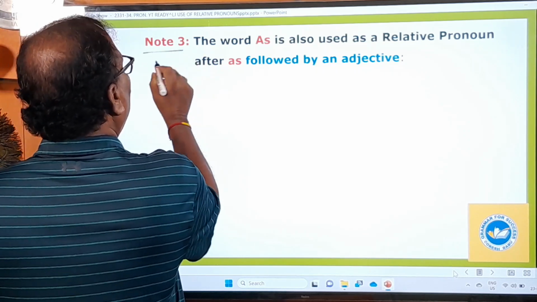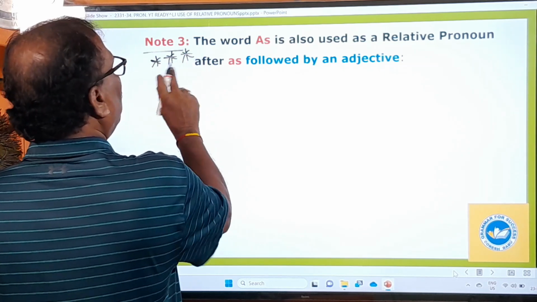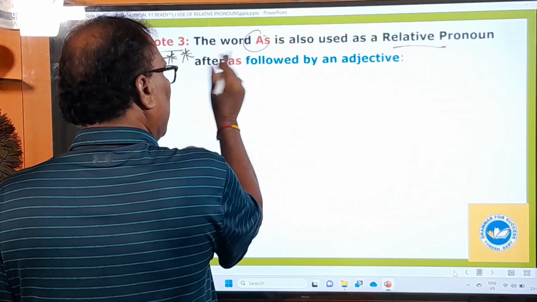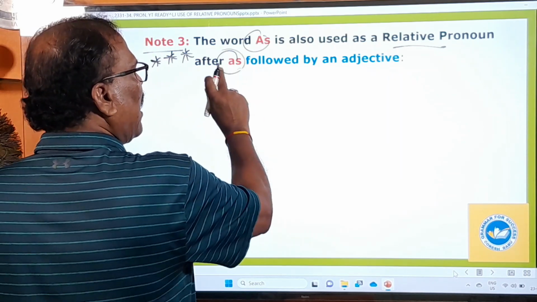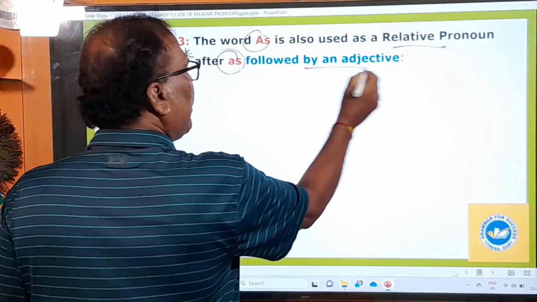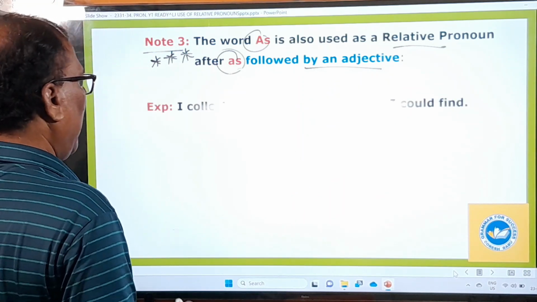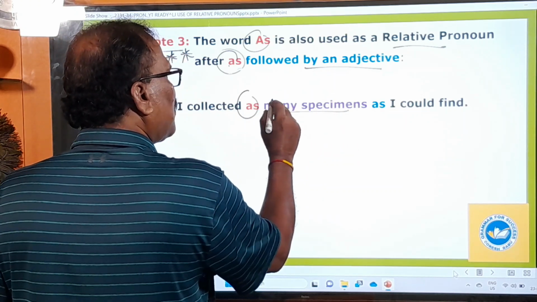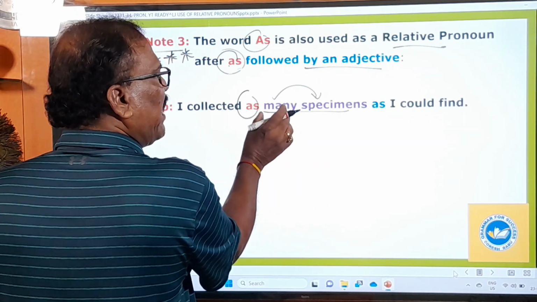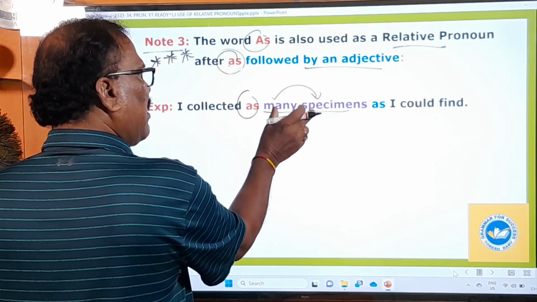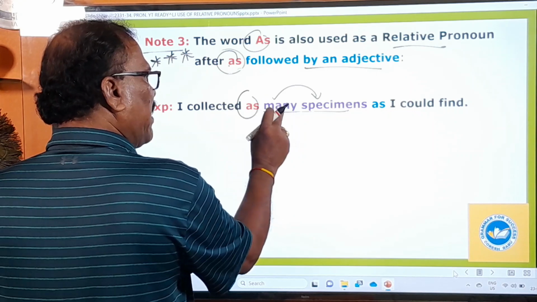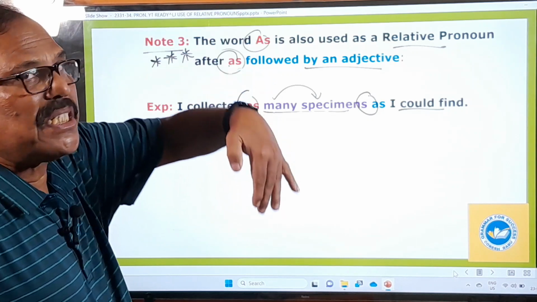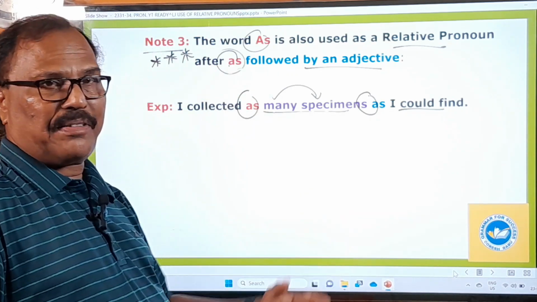Note 3. This note is also important from the examination point of view. The word as used as a relative pronoun: as is again used after as followed by an adjective. How? Let us see. I collected as many specimens. Many is an adjective, many specimens. As is followed by an adjective. As many specimens as I could find. I collected as many specimens as I could find.